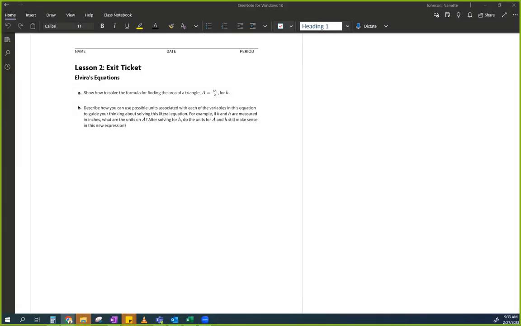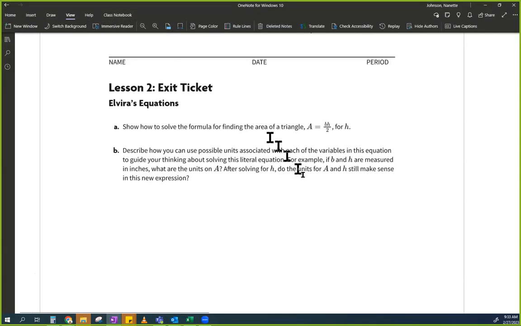All right, welcome back. We are going to do this exit ticket from 4.2. It says show how to solve the formula for finding the area of a triangle. This is super tiny. Let me fix it. There it goes.